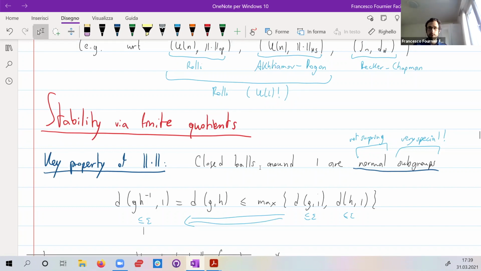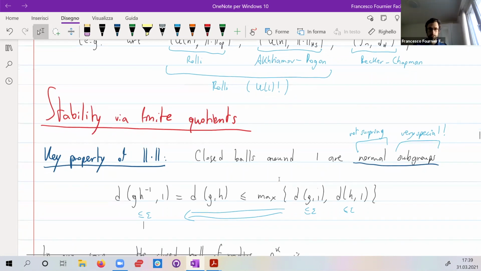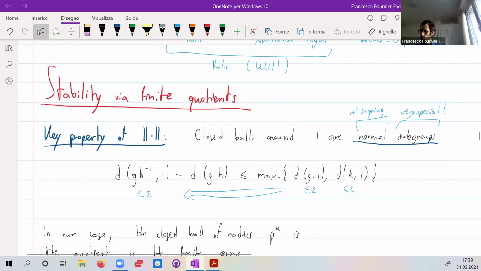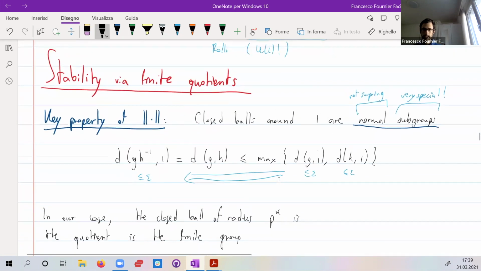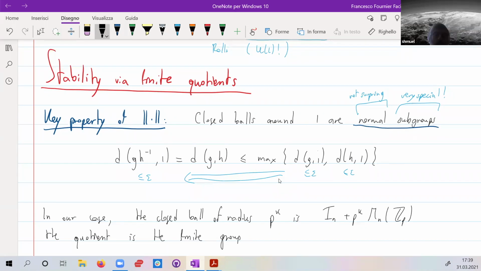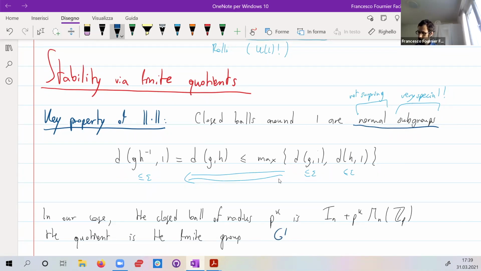And the really cool thing about this is that now you can quotient out errors. If you have bounded errors, you can quotient them out because they are normal subgroups. In our specific case, the closed ball of radius p^-k is the congruence subgroup, 1 plus p^k M_n(Z_p), so all matrices that are congruent to the identity modulo p^k. And the quotient is the finite group GL_n(Z/p^kZ). This is what I meant by stability via finite quotients.